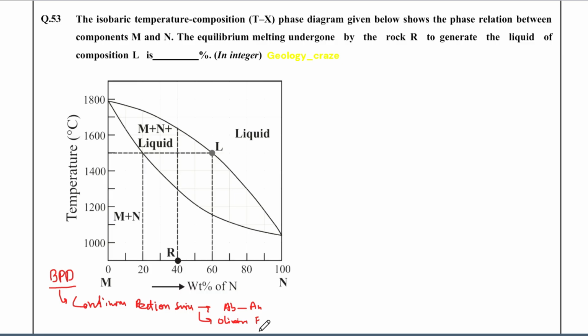Between forsterite and fayalite. Continuous reaction series means the minerals that form will react with the remaining melt and form new phases, until it reaches the end of the series.